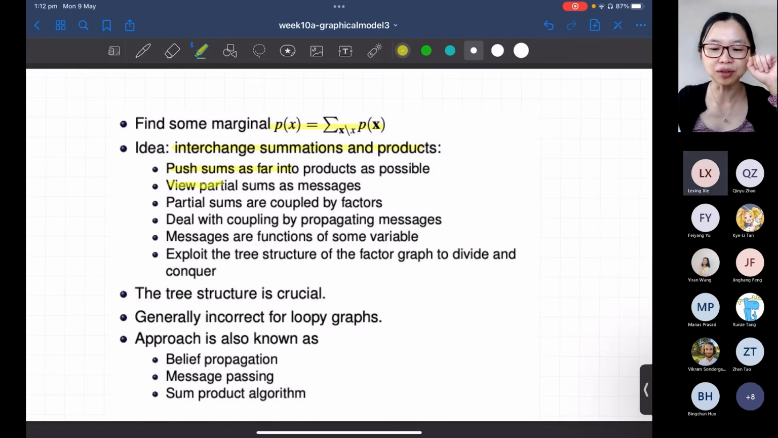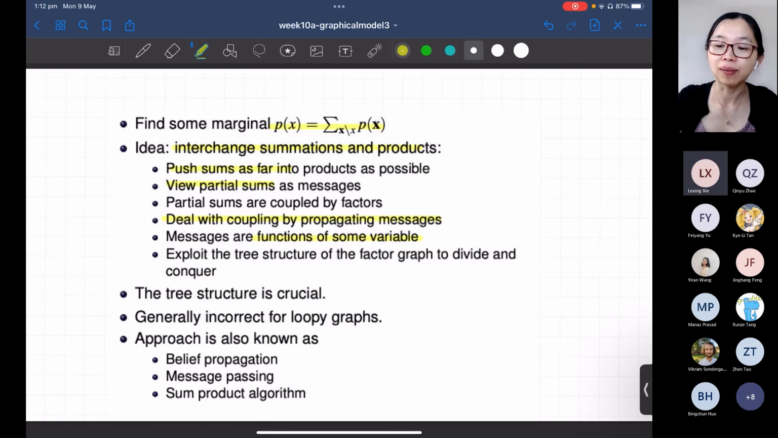And we view partial sums of messages, and they're coupled by factors, and then we're dealing with these couplings by propagating messages. And messages are actually functions of some variable. We always keep that in mind. Messages are always functions of the clique, and when they're marginalized out, some variables of those cliques are, especially those ones that are downstream, depending on which direction we're going, the ones that are downstream get marginalized out.